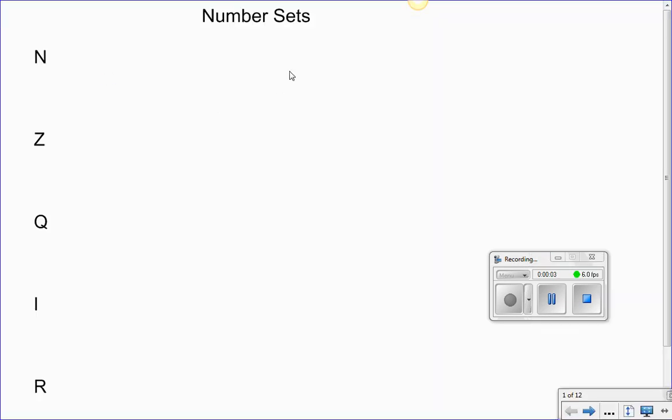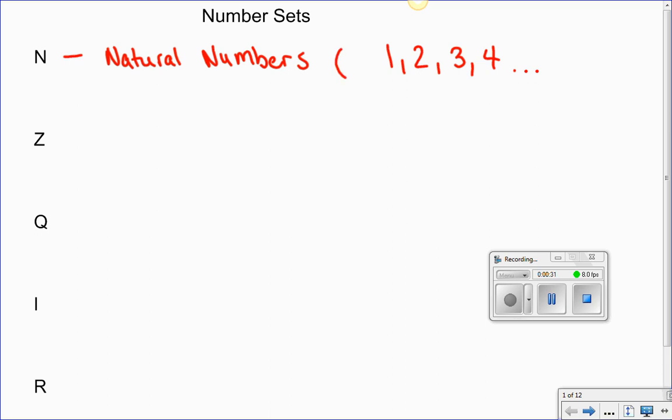Okay, today we're going to look at number sets and set and interval notation. For number sets, the capital N in mathematics stands for the natural numbers. So these are the counting numbers, 1, 2, 3, 4, etc. They're always positive. Sometimes it includes 0. It depends on the context, but yeah, so all of the non-negative counting numbers.